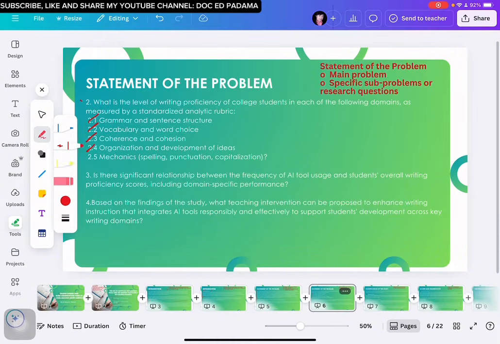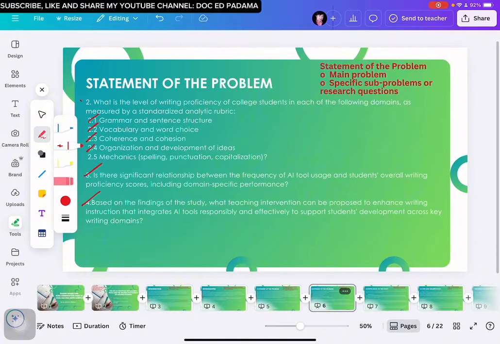Okay, the next part will be specific problem number 3. Again, this is verbatim in toto. It was just copied and pasted here in your slide presentation. And then after that, specific problem number 4.